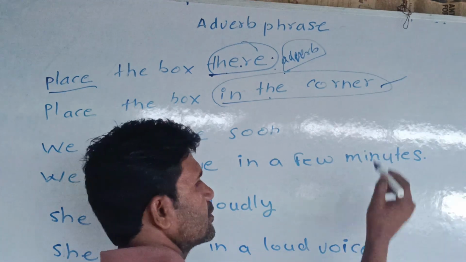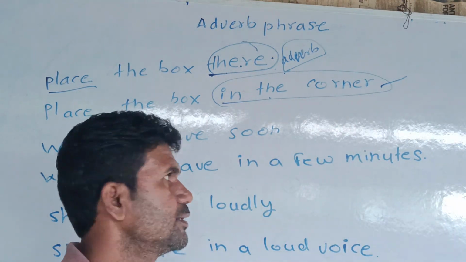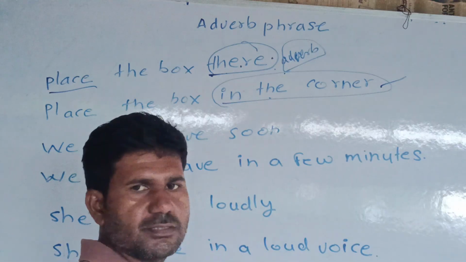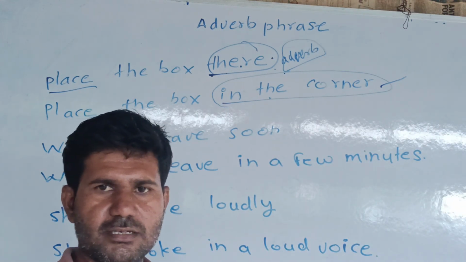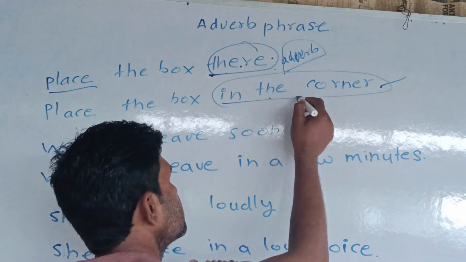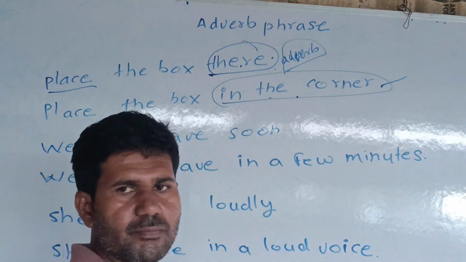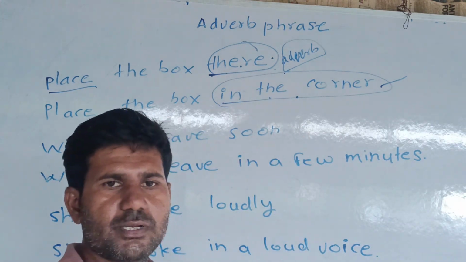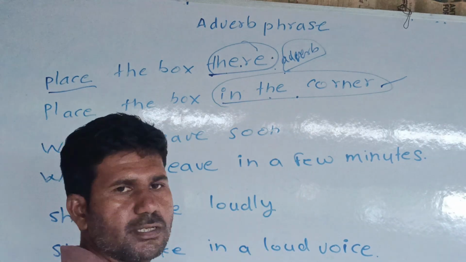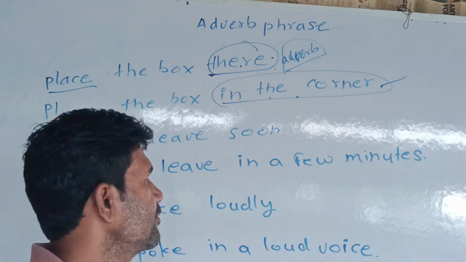So this works as a single adverb, but it is a phrase because what does phrase mean? A group of words that act as a single word. This is acting as a single adverb. That's why we call it adverb phrase.